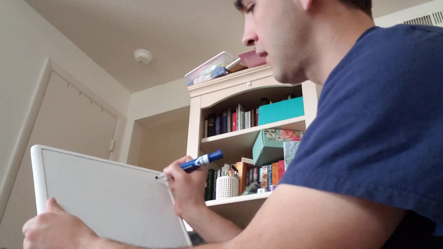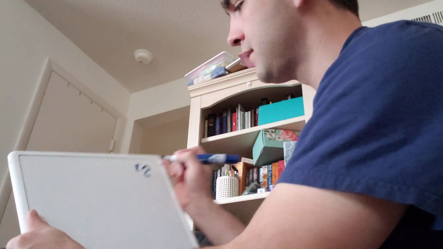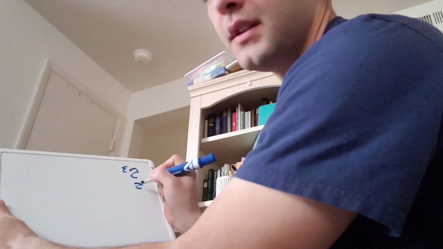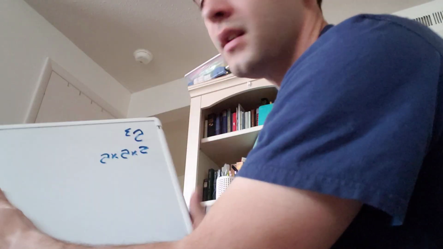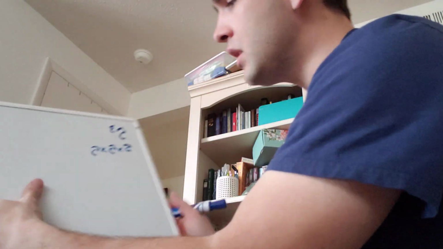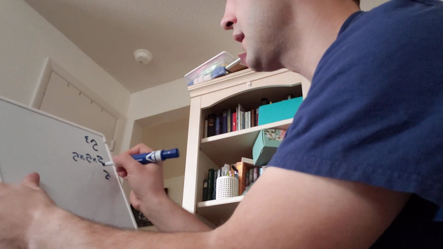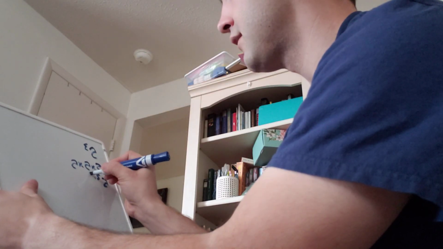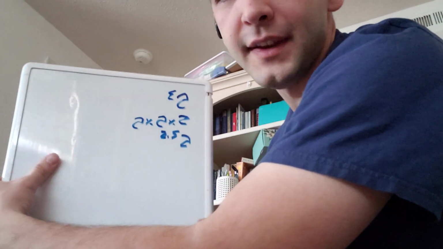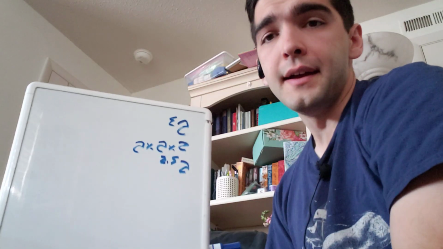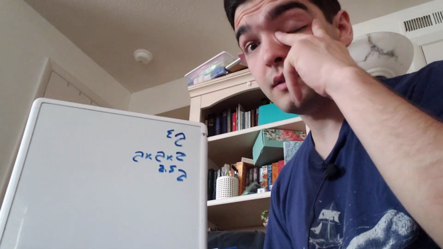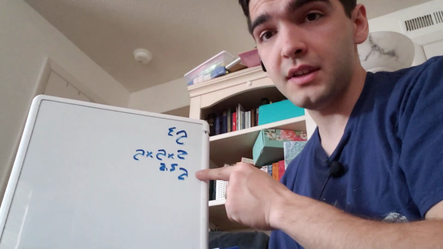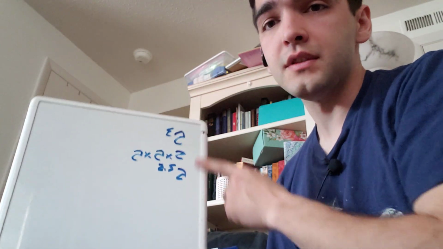So, oh, that's better. 5 to the 3 is 5 times 5 times 5, like that. But 5 to the 2.5, what is it? Weird is what it is. And we'll touch back on this in a minute. But just know that this is possible.